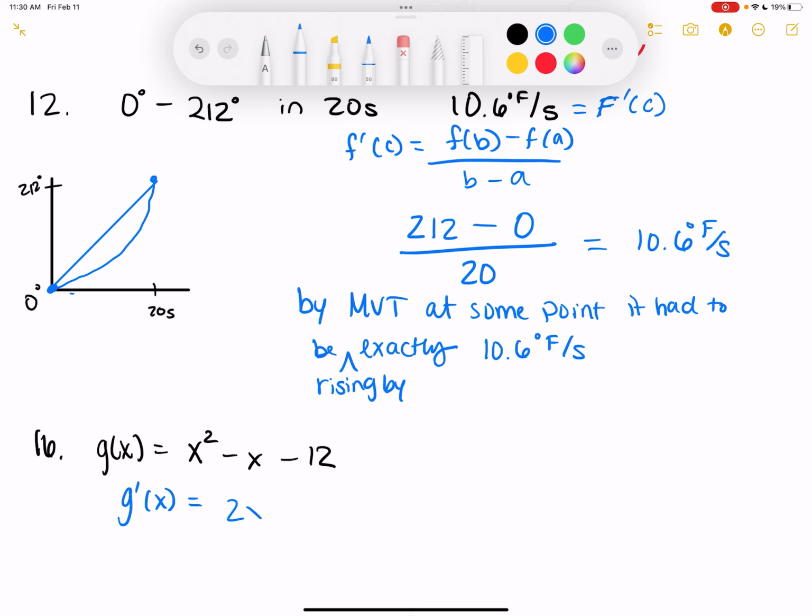2x minus 1. If we set that equal to 0 to figure out if we're going to have a min or a max, then we can solve it. x is equal to 1/2.